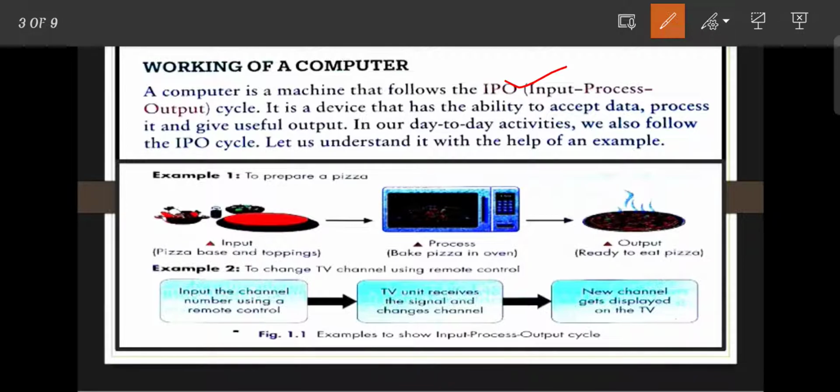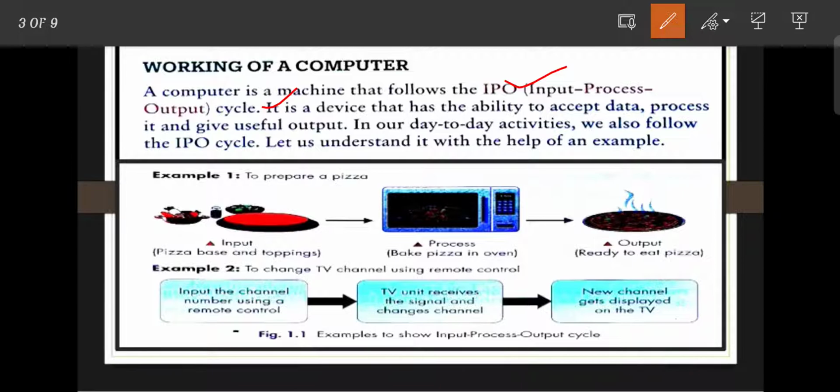Now what is input? Input means we give instruction to the computer. This is called the input. A computer is a device that has ability to accept data. Accept data means we give instruction to the computer in the form of data, and the computer accepts this data. This is called the input.